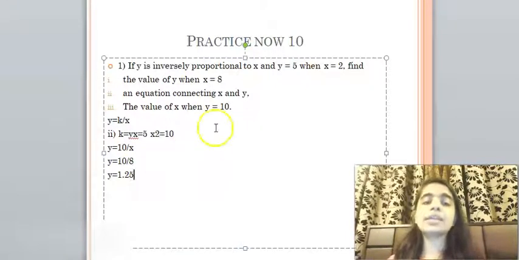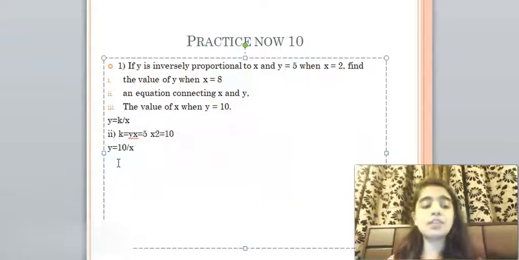Then it says the value of x when y is equal to 10. So, we will use the same equation, but this time we will put y as 10. 10 is equal to 10 upon x.